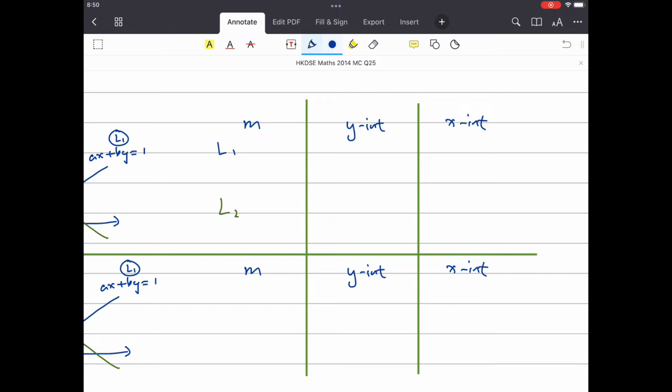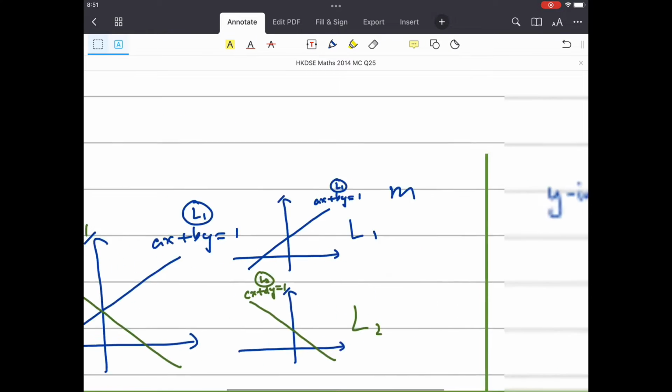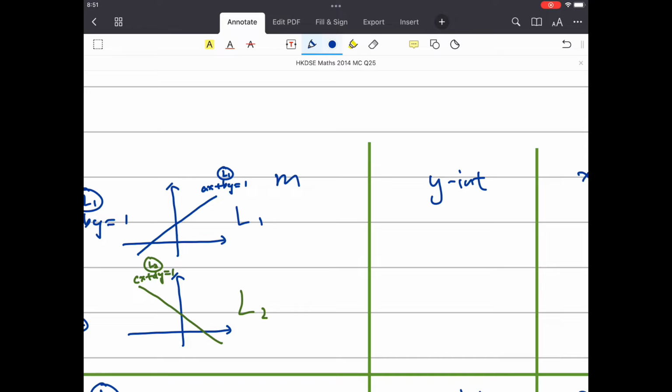So the first step, you need to consider the straight lines one by one. First, we find out the slope of the equation L1. We make y the subject, and we know that negative a over b is the slope. From the diagram, the inclination tells you that the slope is greater than 0. But this expression involves both a and b, therefore we cannot deduce a and b easily, so we can ignore this expression. And then we consider the y-intercept.